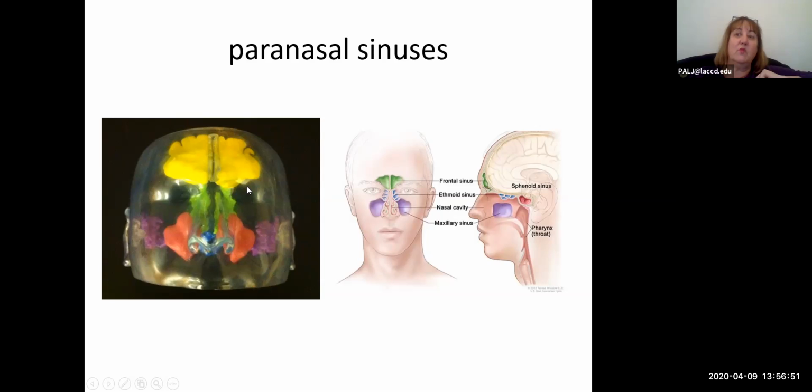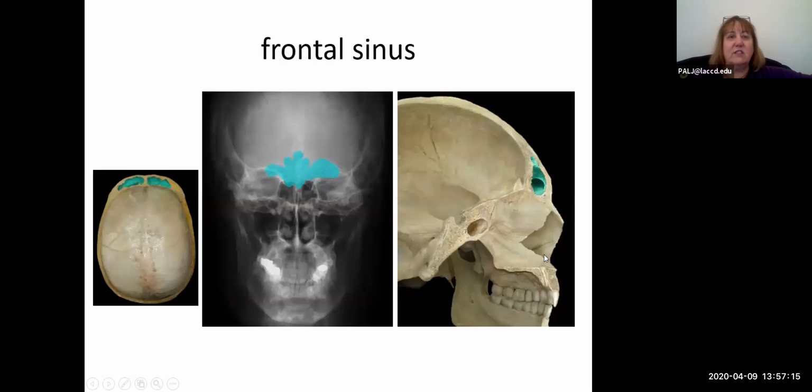So when we're done with this part, come back to this picture at the beginning and try to figure out which sinus is represented by the yellow, which one is the pink, which one is the green, and which one is the midline blue structure. So that's your clue. The blue one's in the midline, and all the others have a right and a left one. So let's get started.